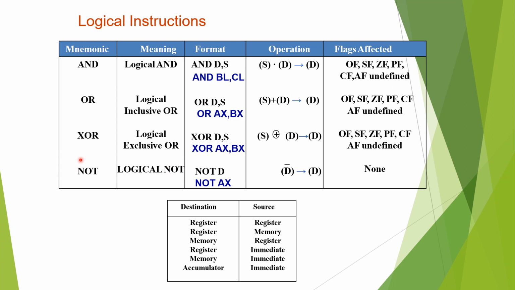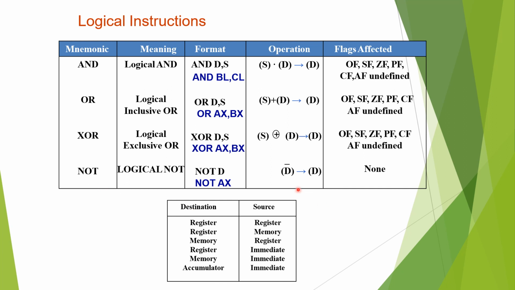and the result is stored in the AX register. For the XOR operation, the format is XOR destination comma source. The contents of the destination register and the source register are combined with exclusive OR operation and the result is stored in the destination register. The example is XOR AX comma BX. The contents of AX and BX are exclusive ORed, and the result is stored in the AX register. All the status flags are affected upon executing this instruction.